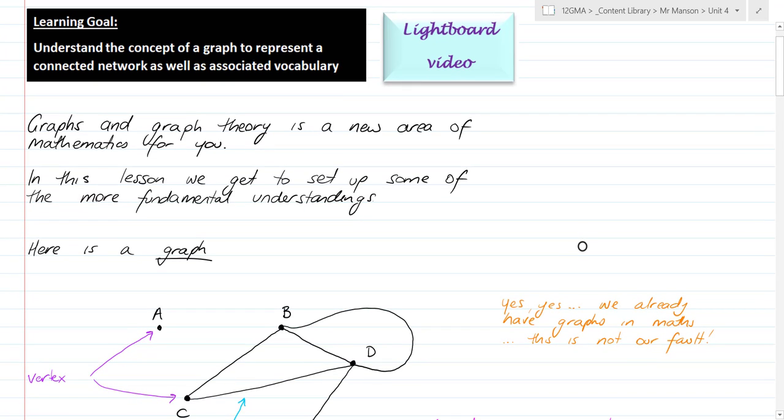So graphs and graph theory is a new area of maths for you. So I don't want you to get any preconceived ideas here. I want to make it really clear to you that when we talk about graphs in Unit 4, we are not talking about statistical graphs. We're talking about graphs, which I'm about to show you now. This is going to be a really fundamental understanding of this stuff.